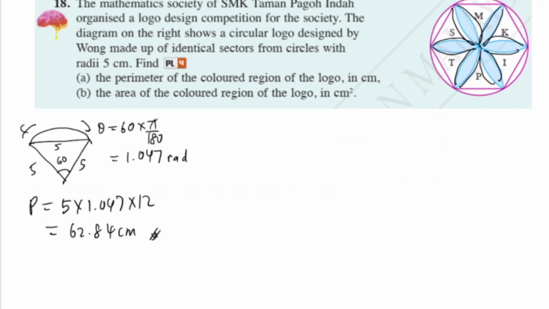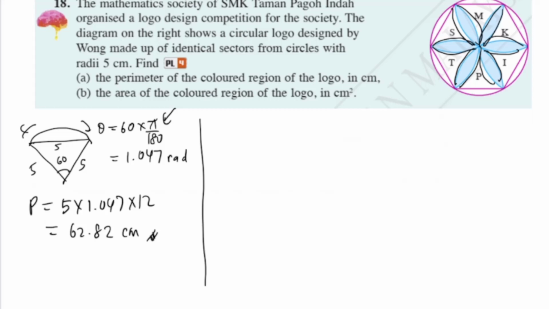Okay, I think textbook is A2. Textbook is A2, not A4, because if you use 1.047, you will get A2. If you use this directly, I think you get A4, but doesn't matter. I'll just use A2. Next, I'm finding area of color region.